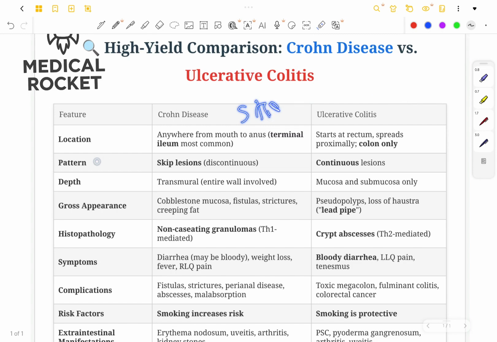2. Pattern of involvement. Crohn: skip lesions, meaning areas of normal mucosa alternate with inflamed sections. Ulcerative colitis: continuous inflammation with no skip areas.